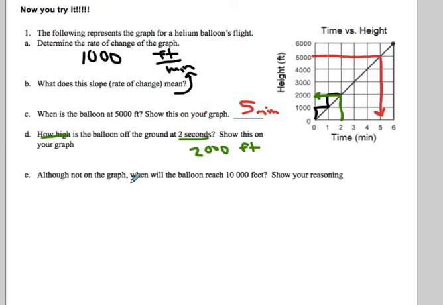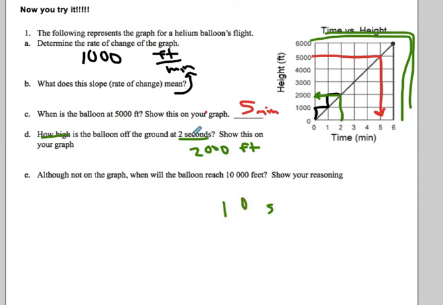Although not on the graph, when will the balloon reach 10,000 feet? Wonderful. It looks like this graph stops here, there's a little endpoint. But if we assume that this balloon is going to fly up with no interruptions and the same pattern, well, every 1 minute is 1,000 feet. So after 6, it's 6,000. After 7, it'd be 7,000. After 8, it'd be 8,000. After 9, it'd be 9,000. And after 10, it'd be at 10,000.